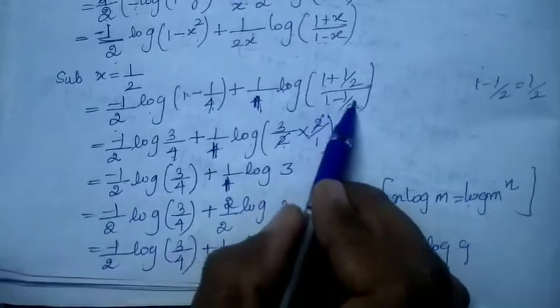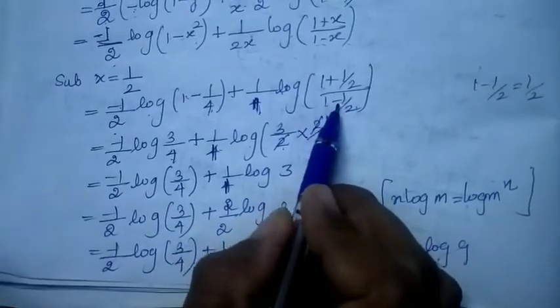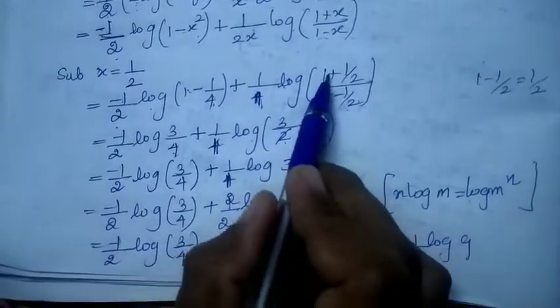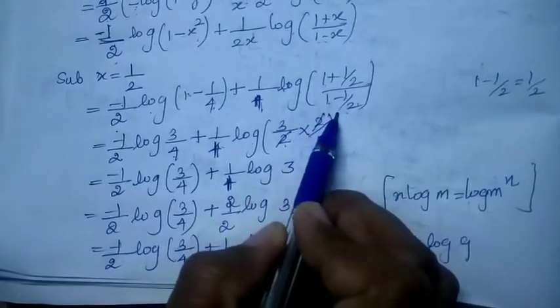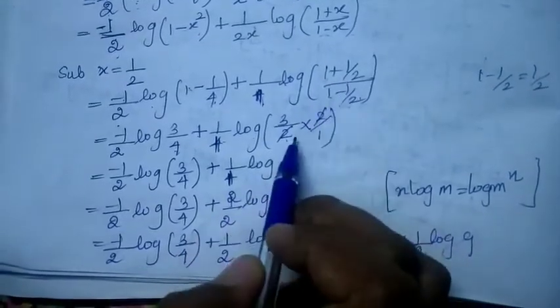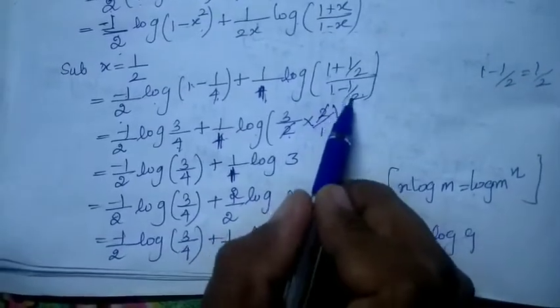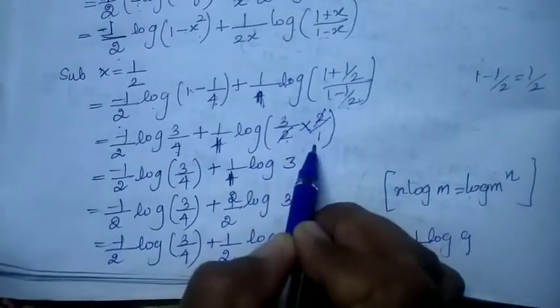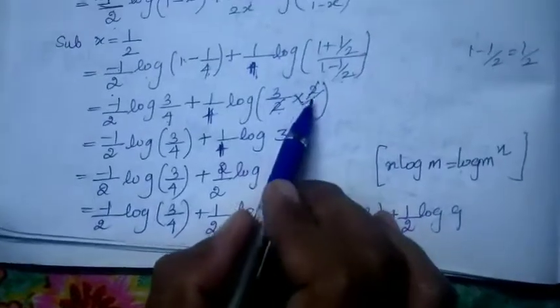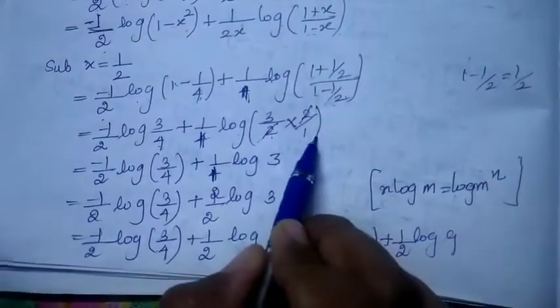Okay. In the denominator, what do you get? 1 minus half is half only. But in here you have a fraction by a fraction, so you can multiply the denominator fraction by its reciprocal. So 1 by 2 can be multiplied as 2 by 1 here, right? So just cancel 2 and 2. So you'll get 3, right?